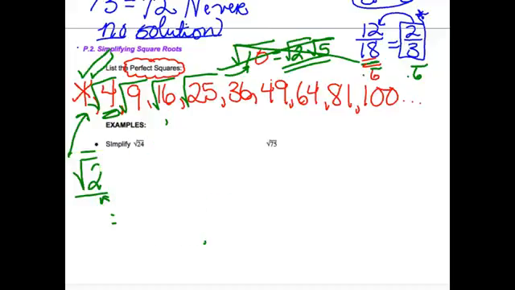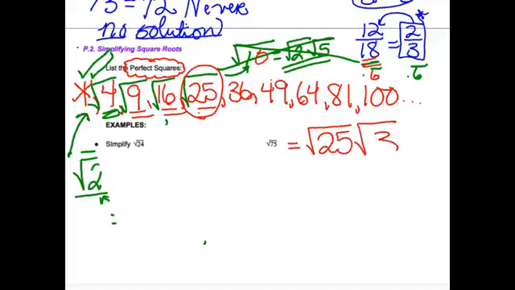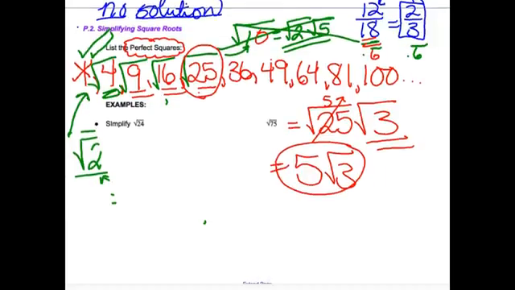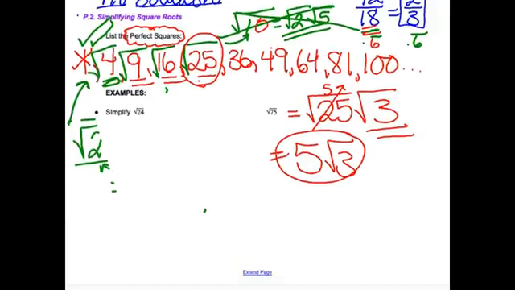Is there a perfect square living in 75? And if so, I'm going to break it up. So what I do is I go search my pool here. Oh, there, I know 25 goes into 75. It goes in 3 times. So I break this into the one I know and the one I don't know. 25 times 3 is 75. So this I know is 5. This I don't know. So my answer is the 5 will pop out of the root and the 3 stays under the root. So again, your goal is to find the perfect square hiding in your root.